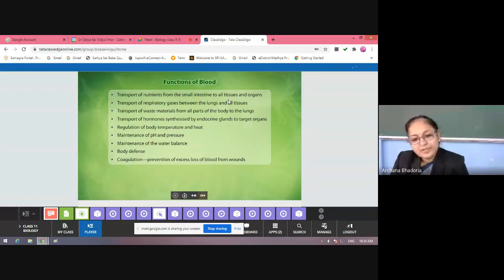Second function, it transports the respiratory gases from lungs to all the tissues. Then third point, quickly write down, it transports waste materials. No need to write from where to where. Remember, children, the nitrogenous waste will go from your body to the kidney. So just say transport of waste materials. Then it transports hormones.